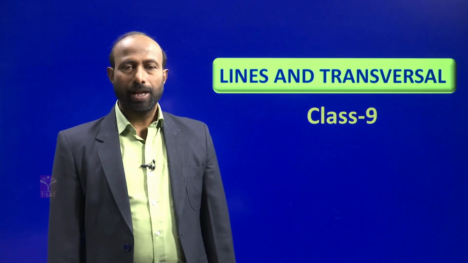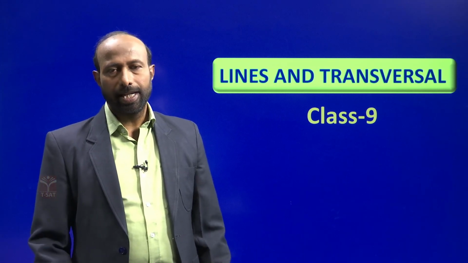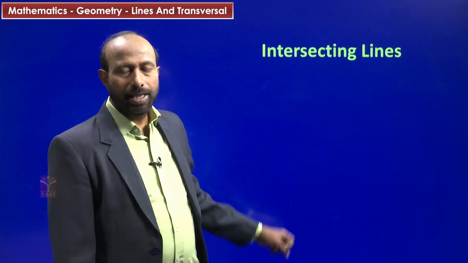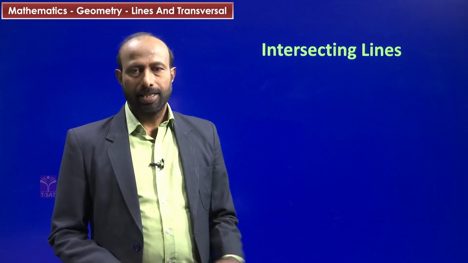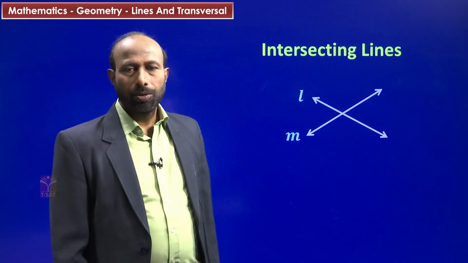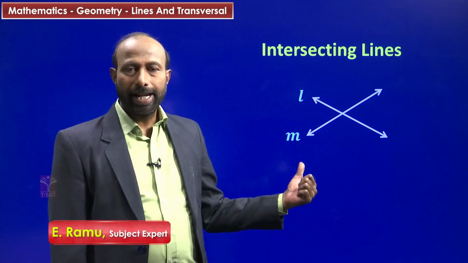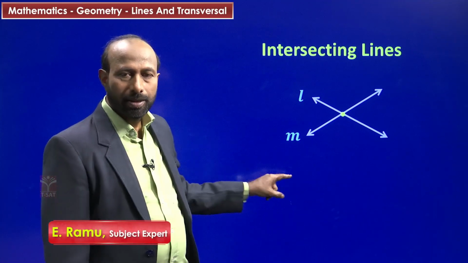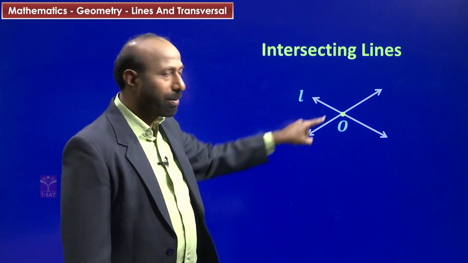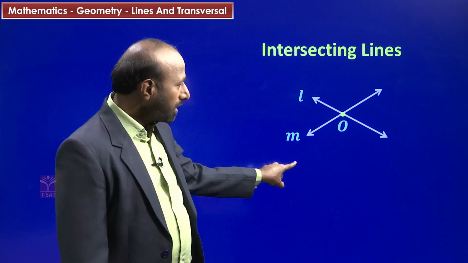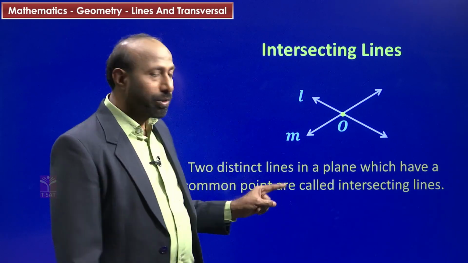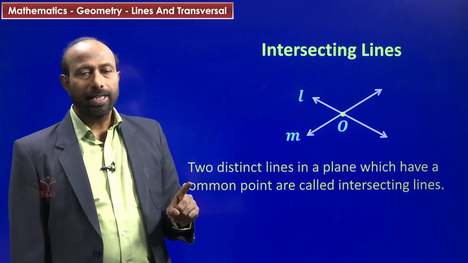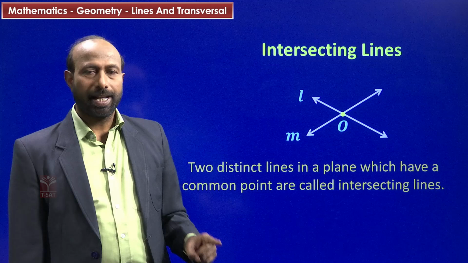In this class, we are going to learn about lines and transversal. Before going to the topic, let us see what intersecting lines are. Here we can see two lines, L and M. Is there any common point for the two lines? Yes, we have a common point. So, if two distinct lines in a plane have a common point, they are called intersecting lines.